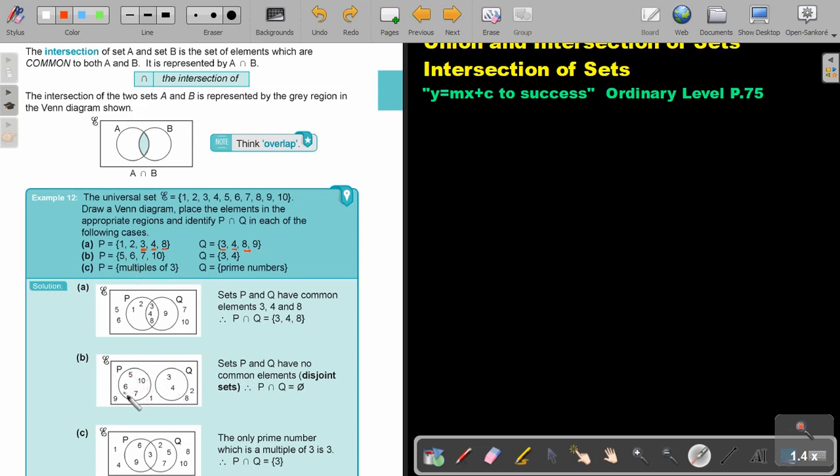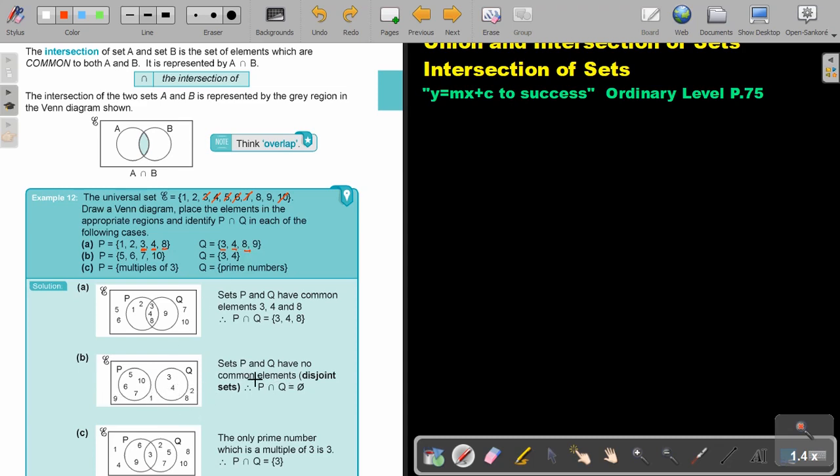You just fill in 5, 6, 7, 10 and 3 and 4, and again, to see which ones are left, start scratching out. So start with 5, 6, 7, 10, and then the next one, 3, 4. Okay, and what is then left? 1, 2, 8, and 9.